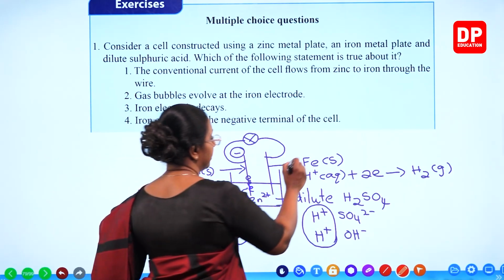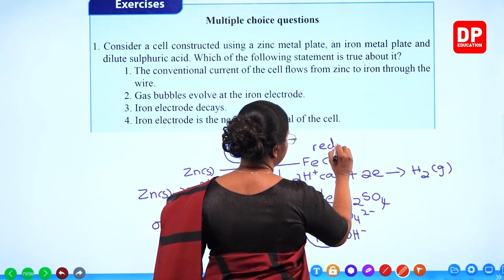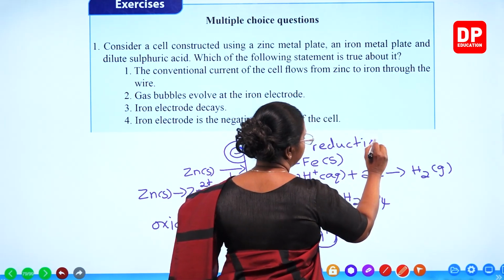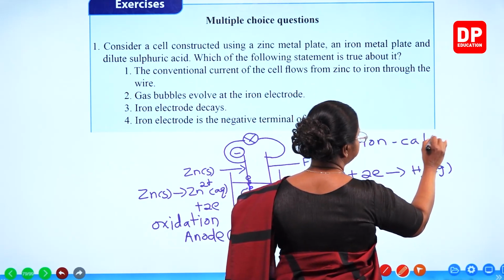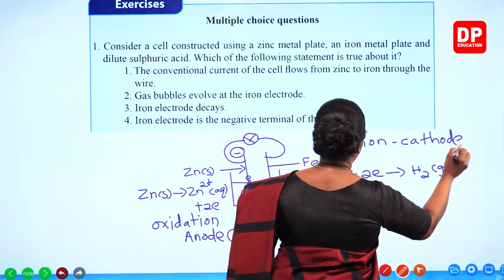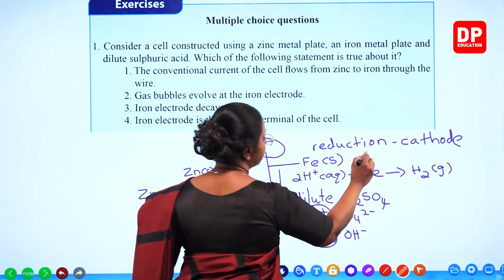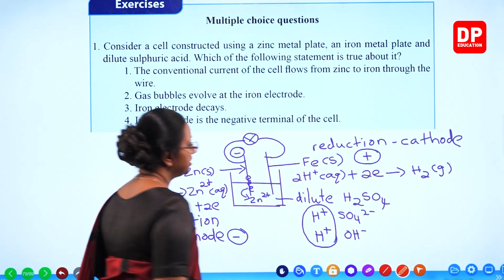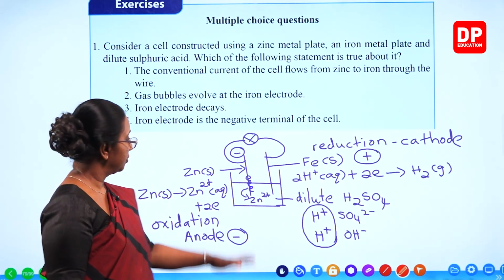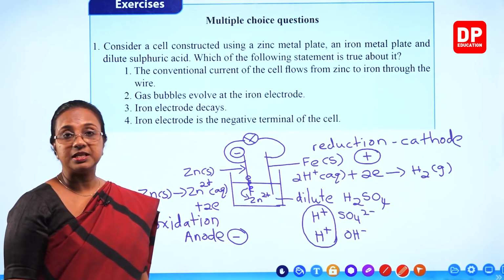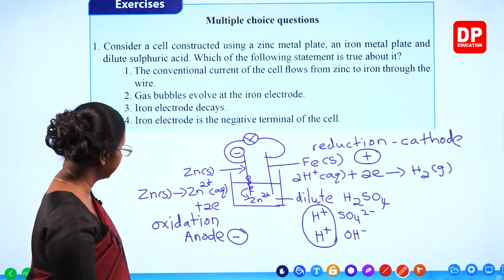So this is the reduction, and therefore iron is the cathode, and also because hydrogen takes up electrons, it becomes the positive electrode. So that is what happens in this particular electrochemical cell.